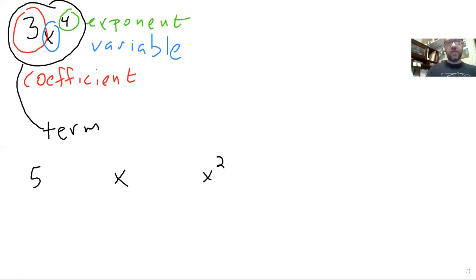x squared. That's a term. You could have 7x. That's a term. Your variable doesn't have to be x either. It could be anything else, right? You can use whatever letter you want. So all of these guys are terms, and a polynomial is just a bunch of terms that are either added or subtracted together. So you don't have to have more than one term, but you can. And if you do, terms are separated by plus and minus signs.